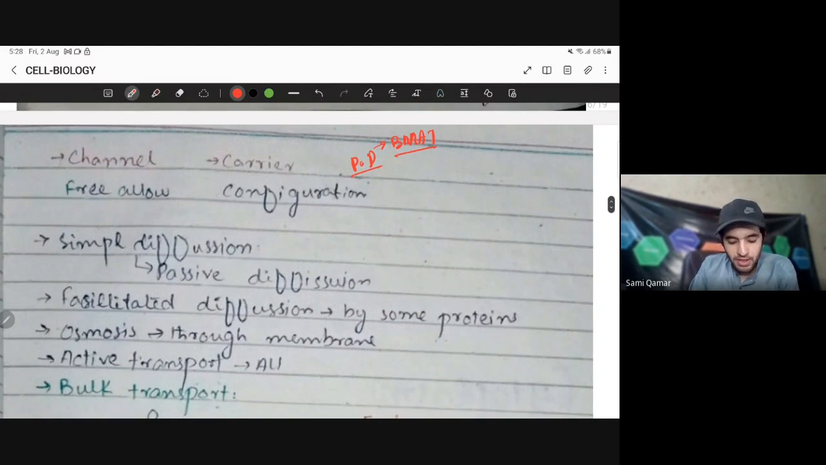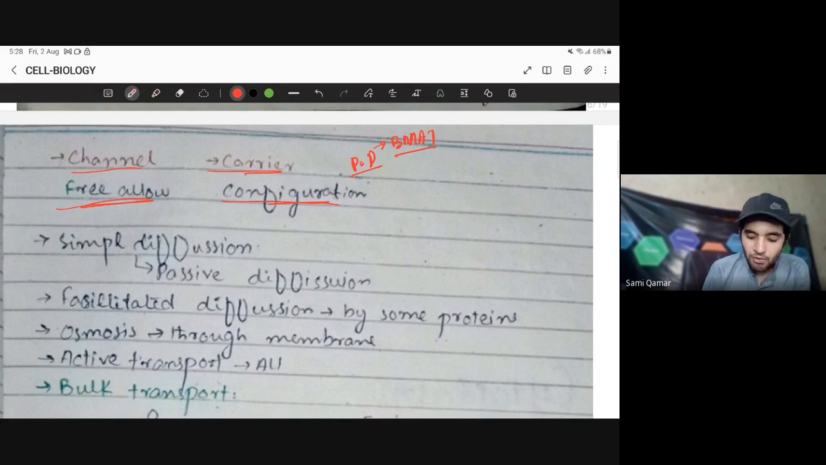Okay, so see here, channels. They talk about the function of channels and the function of carriers. Remember this: channel proteins allow free molecules. Whatever comes, they can bring anything from outside to inside. But carrier proteins have a specific configuration. Anything that fits in those carrier proteins will be taken inside or outside. Carrier proteins don't rely on a free basis. They don't offer free services. They only offer premium services to specific people. Just remember this.